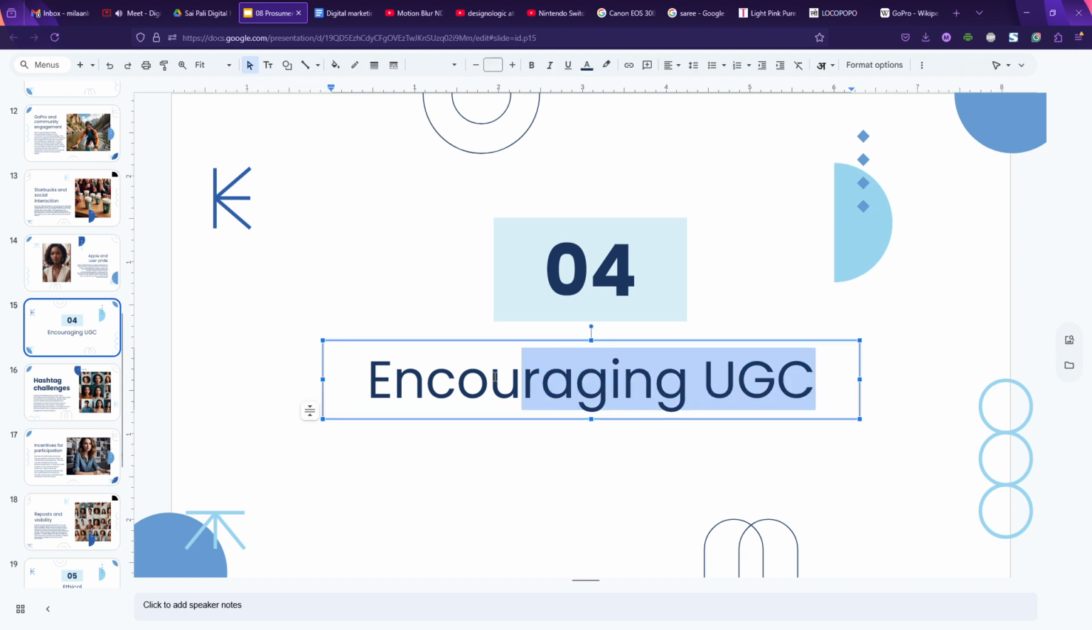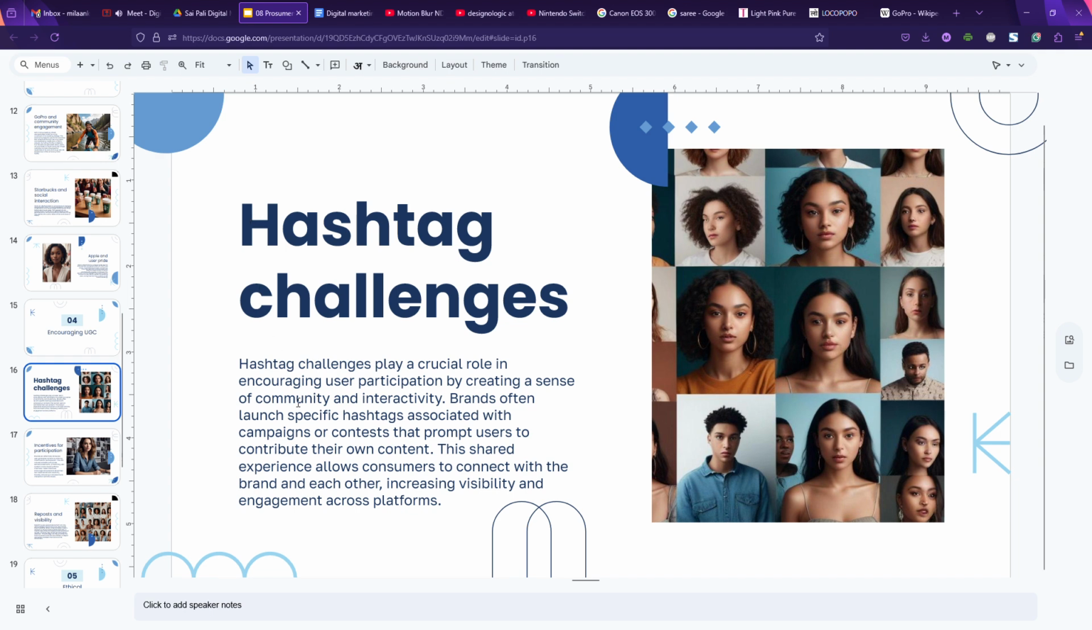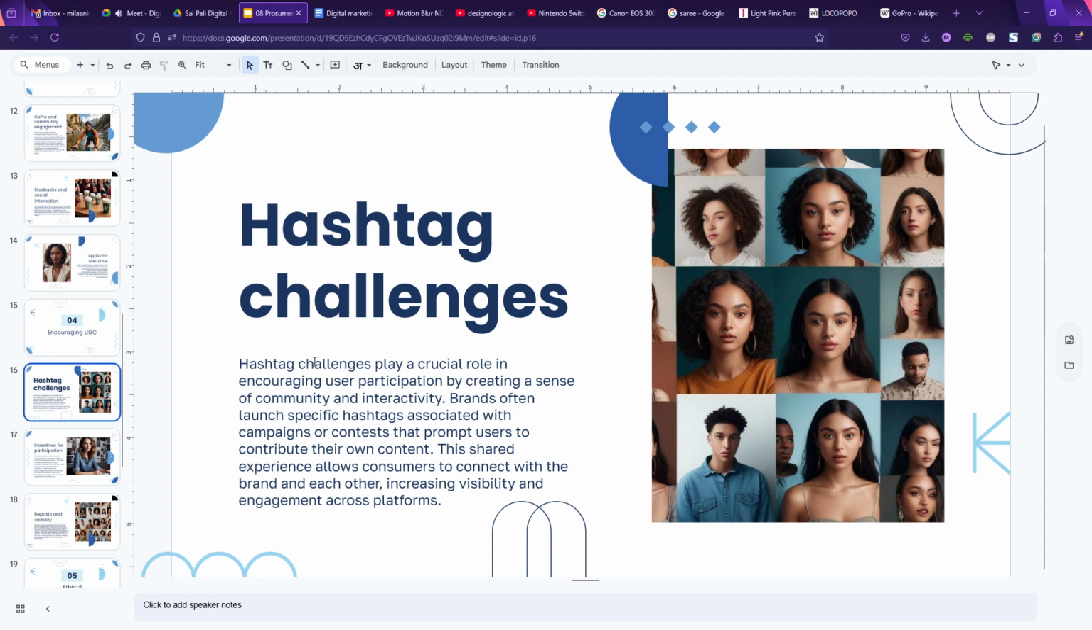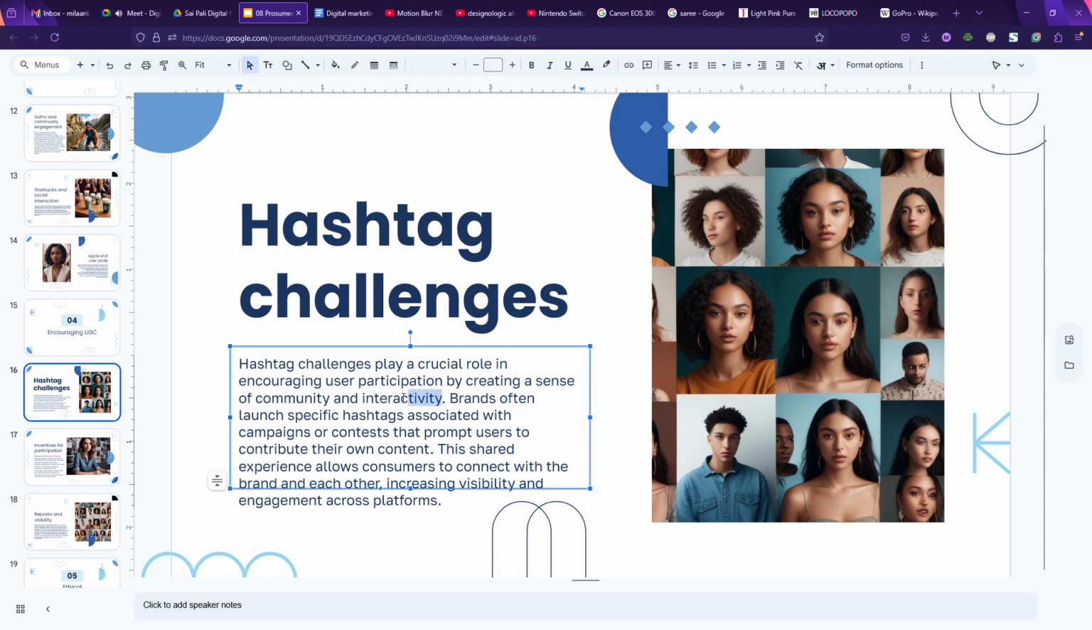So UGC can be encouraged using hashtag challenges, like the Shot on iPhone campaign. In the previous class, we also saw the ALS ice bucket challenge. So hashtag challenges play a crucial role in encouraging user participation by creating a sense of community and activity between the people. Brands often launch specific hashtags associated with campaigns or contests that prompt users to contribute their own content. This shared experience allows consumers to connect with the brand and each other, increasing visibility and engagement across platforms.